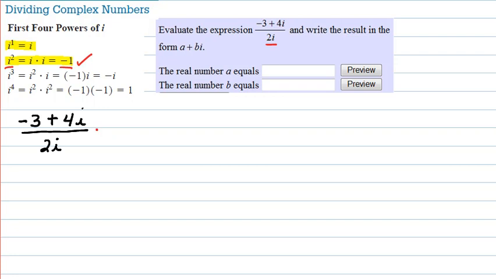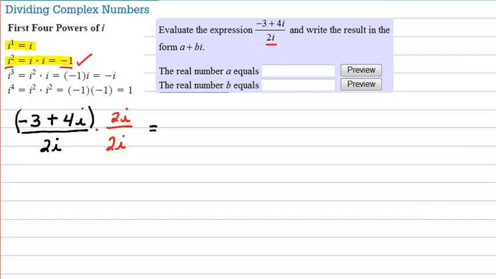In this problem, we're going to be dividing complex numbers. This one is fairly easy in that the denominator doesn't have a real number part, it has just the imaginary part. So you can begin by multiplying the top and the bottom by that imaginary part. And in the next step here, you want to think of the numerator as a binomial.